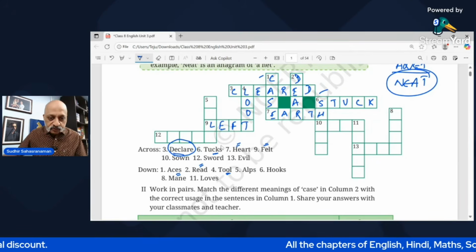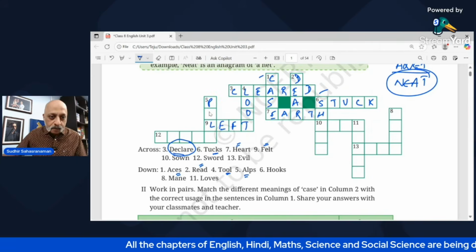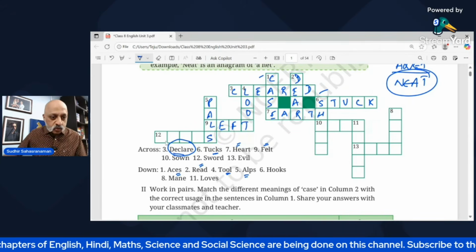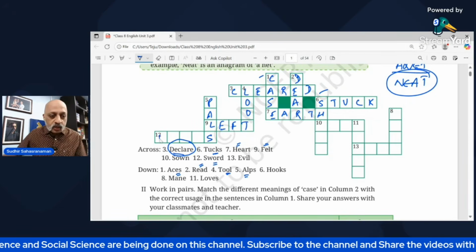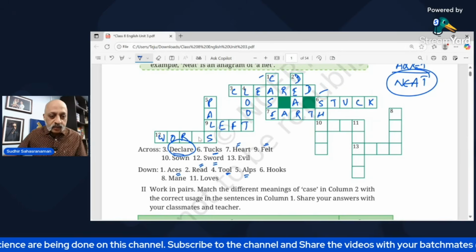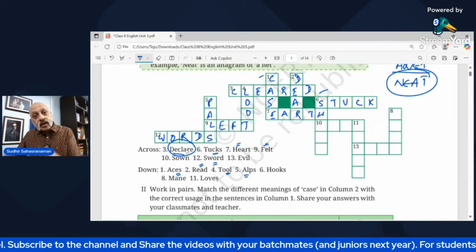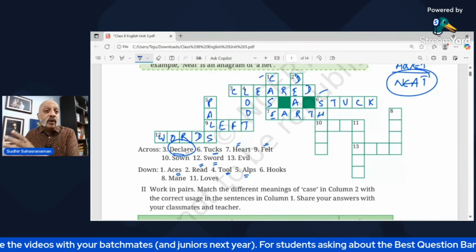Then let's look at fifth down. The fifth down is Alps. So Alps can be PALS. So now we have got this one. So let's do 12 across. 12 across is sword. Sword can be words. Are you getting the thing? You are changing a particular word, rearranging the alphabets to create another relevant word.